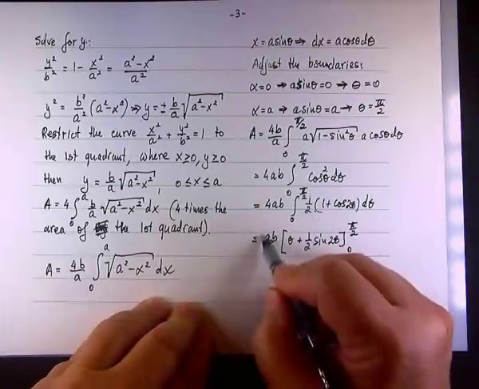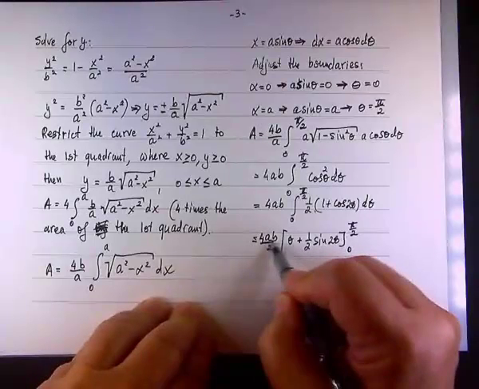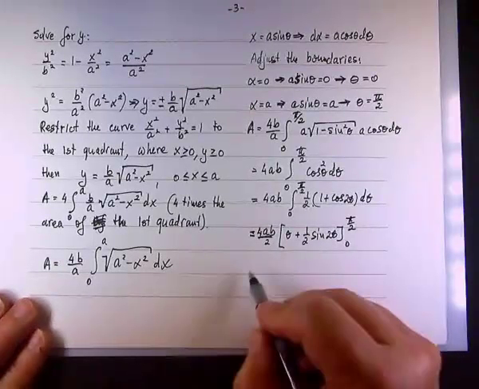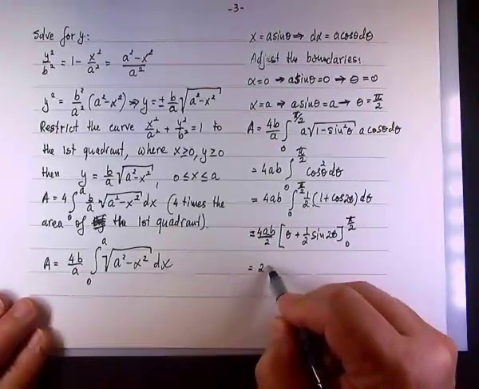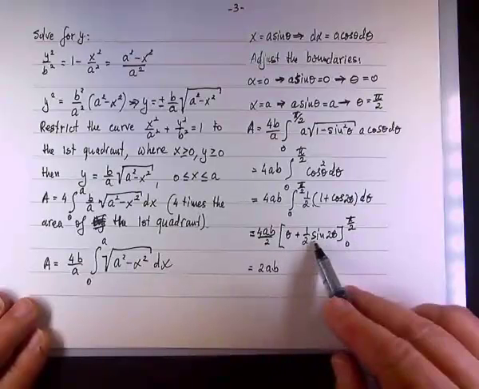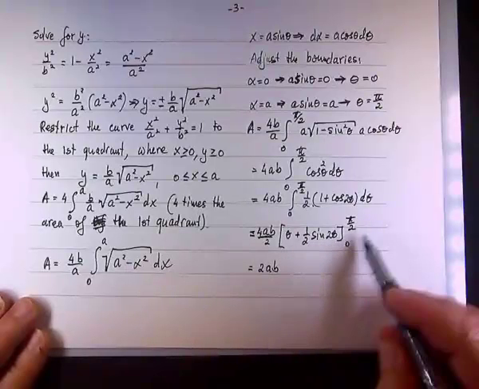It's 4ab divided by 2. Yeah, it's 2ab. Thank you. So we have 2ab.